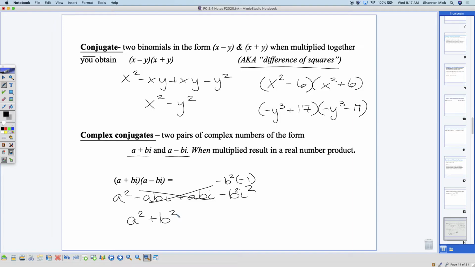So you have been told in the past that you can factor the difference of squares. That would be the difference of squares, yes? So it would be x minus 3 and x plus 3. But you guys know that you can factor the sum of squares as well?